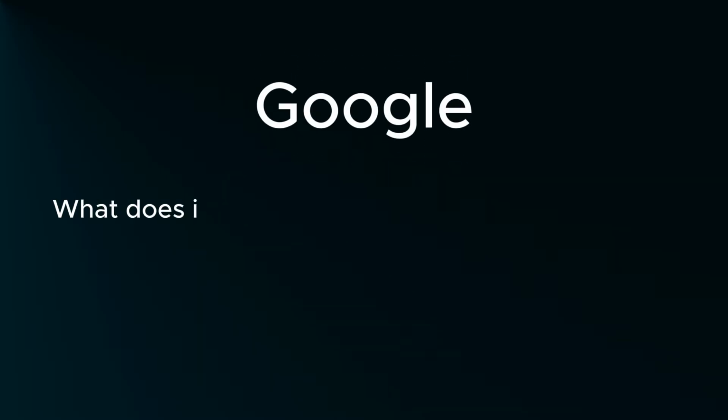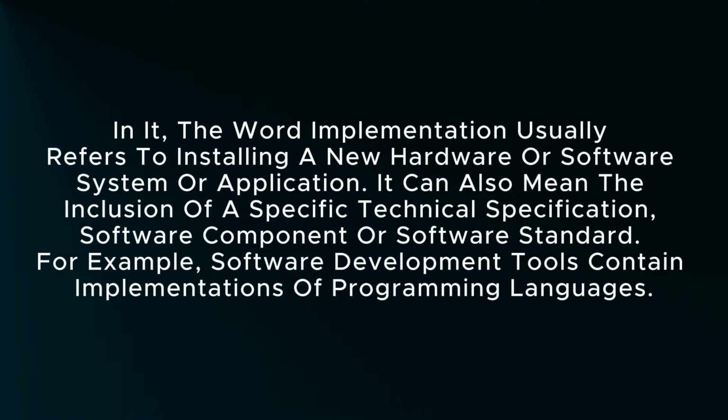Then I said, okay, let me do a Google search. What does implementation mean in programming? And this is what it said. In IT, the word implementation usually refers to installing a new hardware or software system or application. It can also mean the inclusion of a specific technical specification, software component, or software standard. For example, software development tools contain implementations of programming languages.